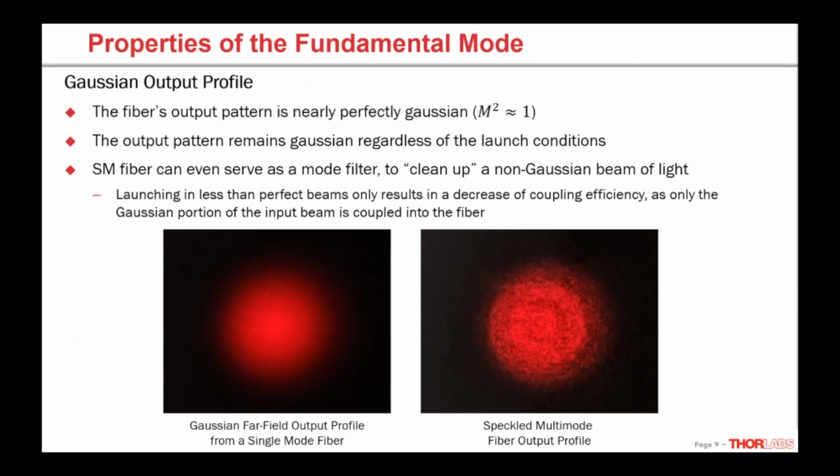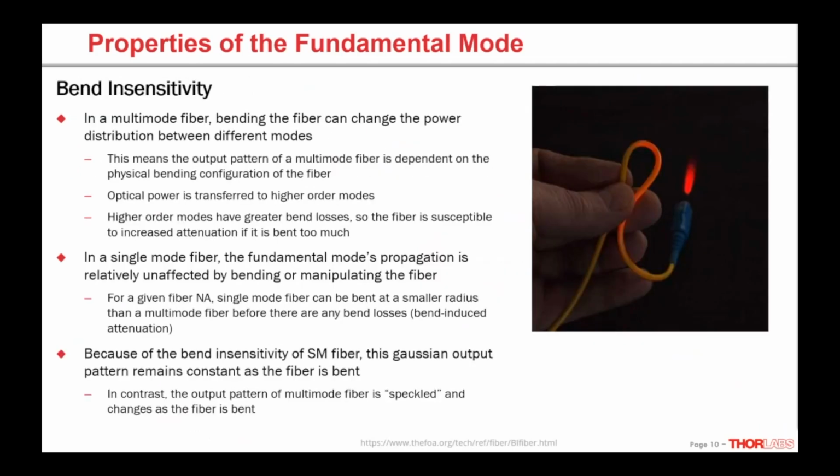So building off of that, in addition to this nice output pattern, single mode fiber also behaves differently than multimode fiber as it's bent. We call this bend insensitivity. In a multimode fiber, if you bend the fiber while light is propagating through, of course now we don't have a straight waveguide anymore. So some of the optical power distribution between modes is going to change. You're going to send some of the optical power, typically, toward the higher order modes as you bend the fiber.